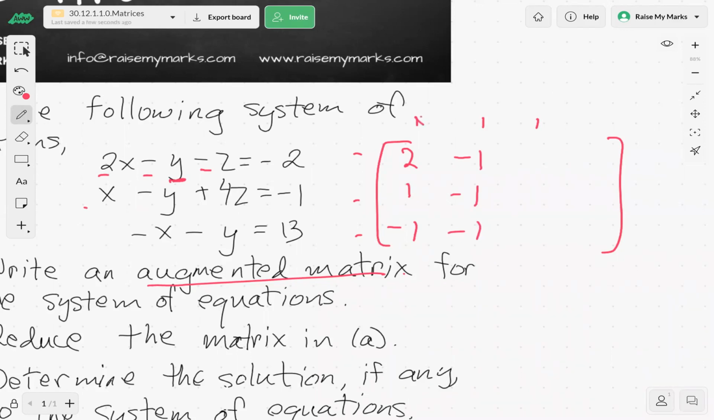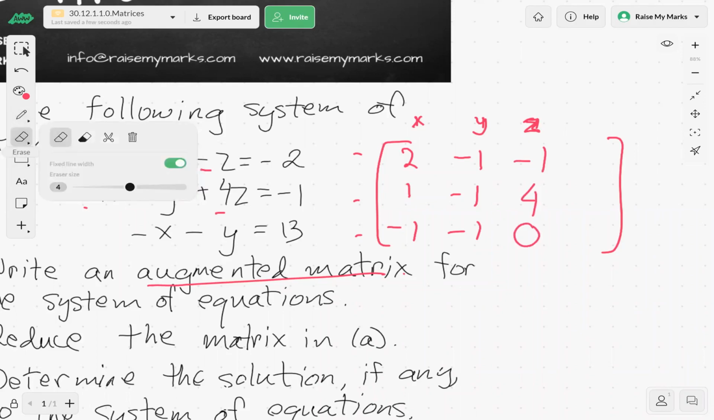So why don't we just put a little x at the top, y, and the third column is going to represent our z variable. Let's look at the coefficients of z. First equation is -1, second equation 4, and third equation there's no z, so the coefficient is 0. So this small box of numbers represents the coefficients of our variables, and is called the coefficient matrix. Now we're asked for an augmented matrix.